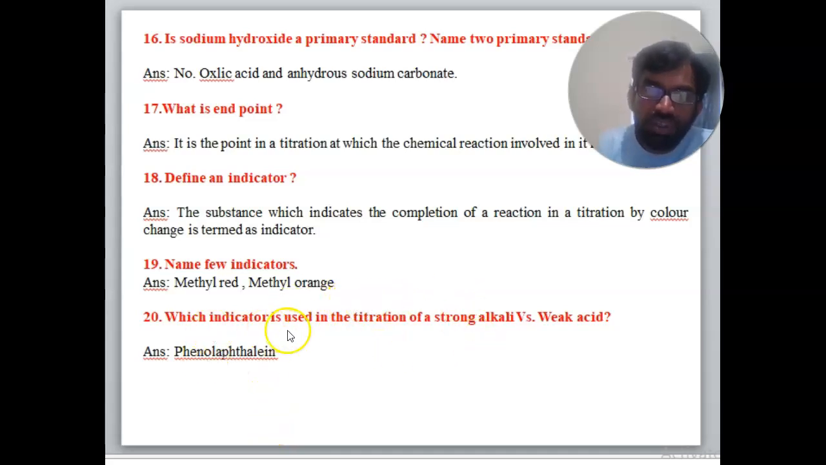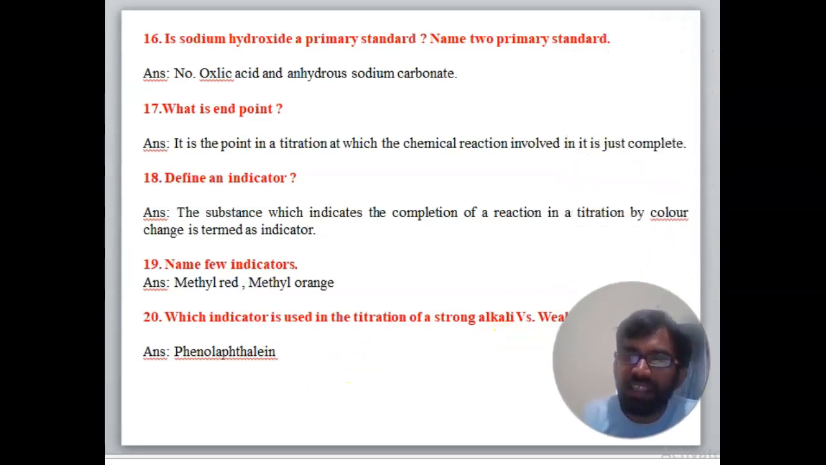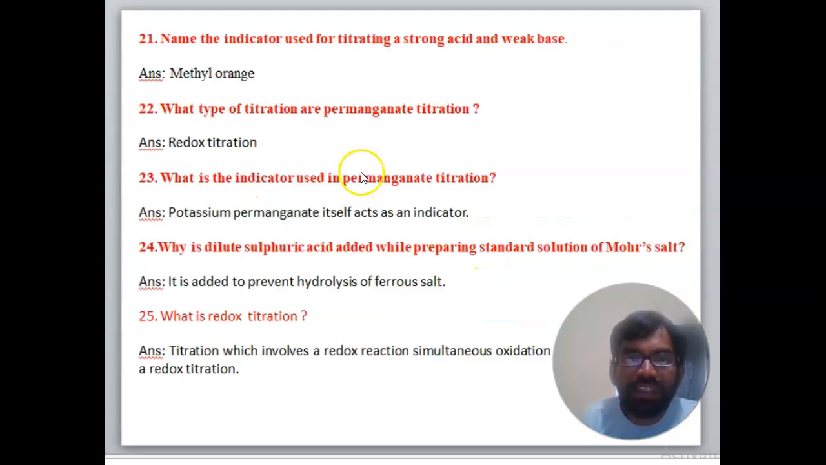And 20, which indicator is used in the titration of strong alkali and weak acid? Phenolphthalein is one of the indicators used for strong alkali and weak acid. And 21, name the indicator used for titration of strong acid and weak base. Methyl orange is one of the indicators used for the titration of strong acid and weak base.